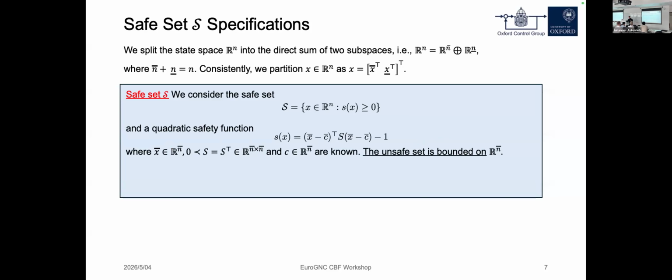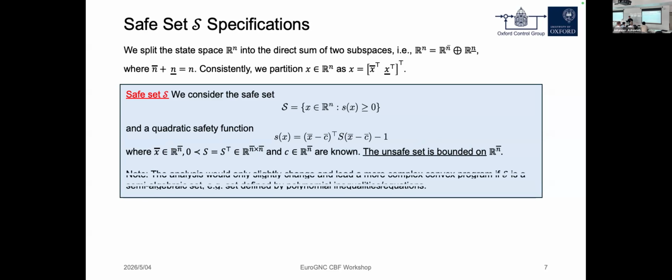Well, you might ask, is this a really conservative setting? Because we consider the really simple case where we have a quadratic safety function, which is not really commonly seen in practice, right? What will happen if you have a polytopic obstacle? Well, we argue that the analysis would work with slight changes and lead to a more complex convex program if S is a semi-algebraic set. By semi-algebraic set, we mean this S function is a polynomial over here.